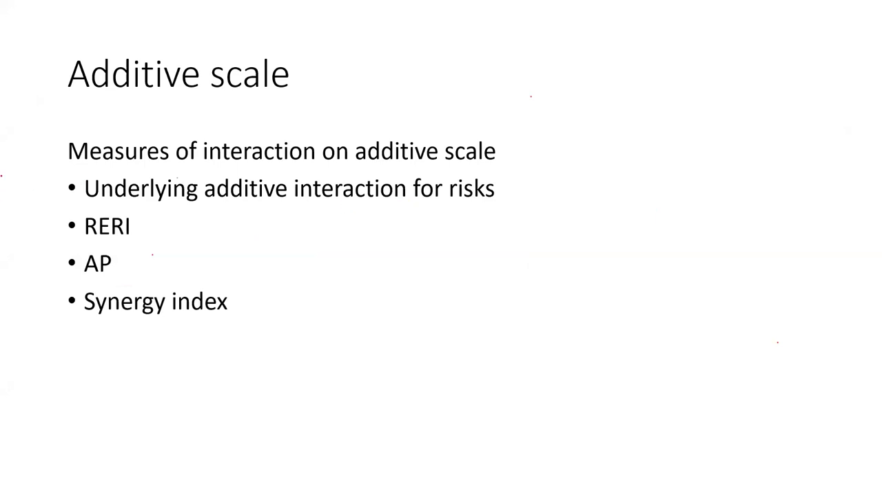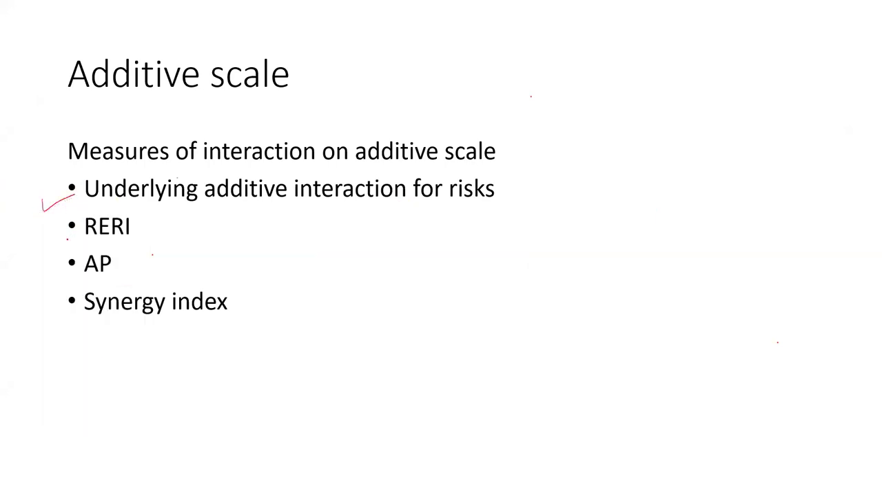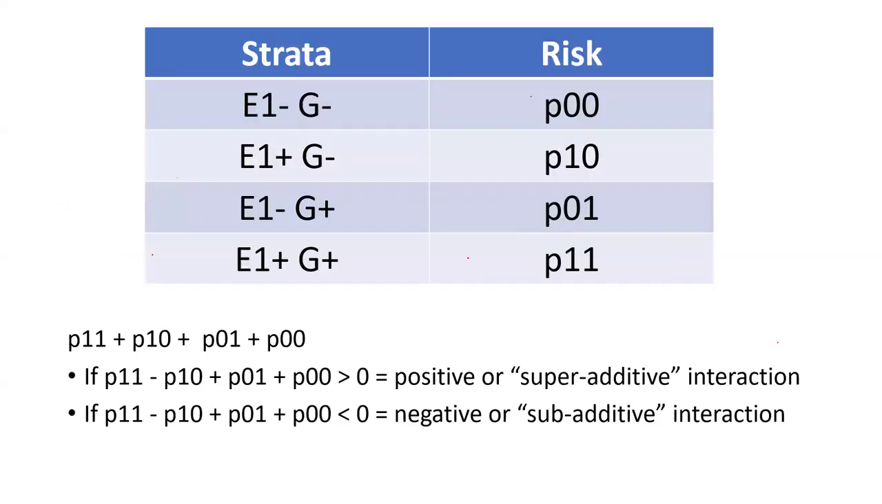Now, on the additive scale, what are the ways in which you can do your analysis? One is to look at the underlying additive interaction for risk. There are terms known as RERI, AP, and synergy index. All of these I am going to explain in the forthcoming slides.